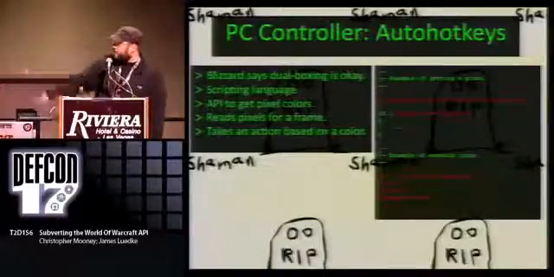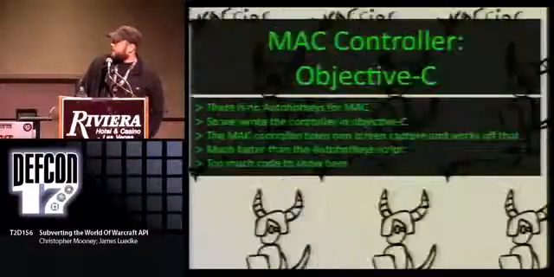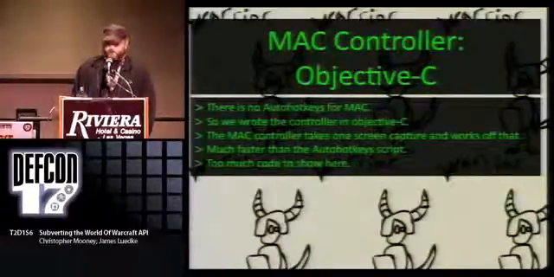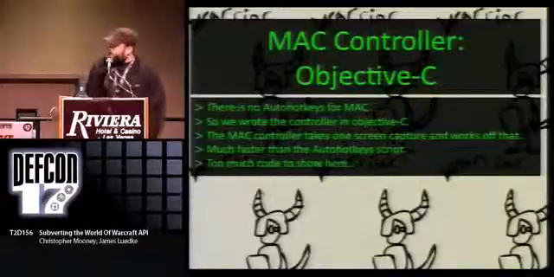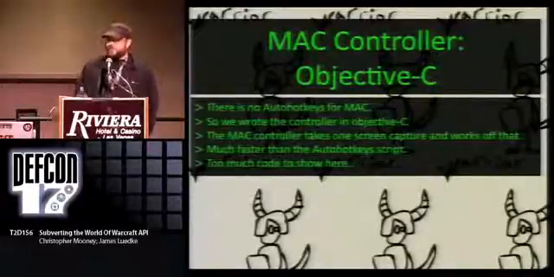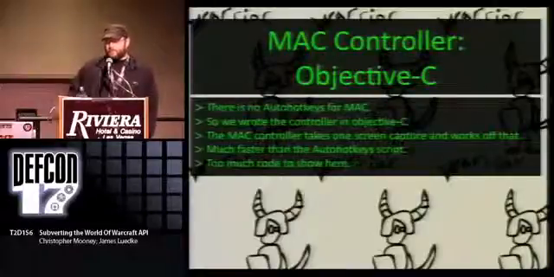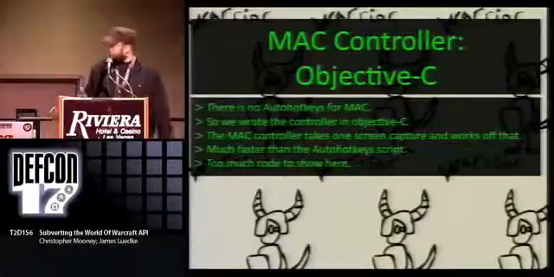And we also, in the next slide, have a Mac controller, which is written in Objective-C. It's way faster, and it works way better because we wrote it as opposed to having to use some weird scripting language. And I think that we could get the same speed out of Windows if we sort of followed the same model, but we didn't take the time to write a C++ controller or something.